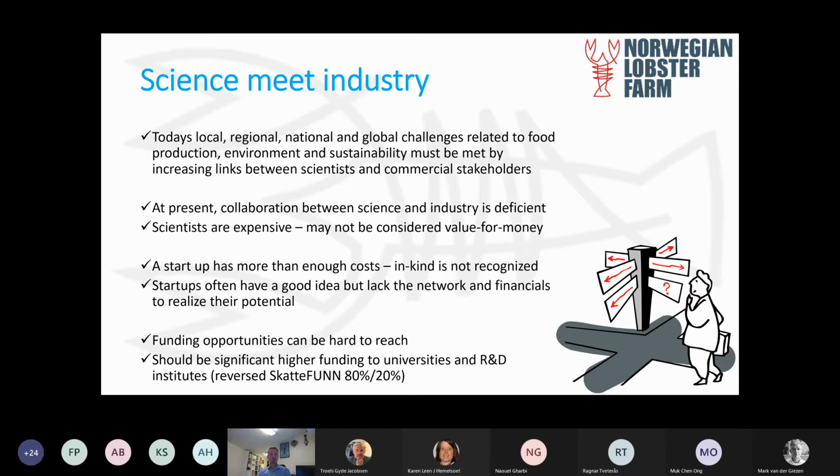But startups often have a good idea, but they lack the network and the financials to realize their potential. So that's where the funding again comes into the equation. And funding can be hard to reach. And also funding should be split, funding for the commercial side and funding from the scientific side. So you can split the funding percentage for these kinds of projects.